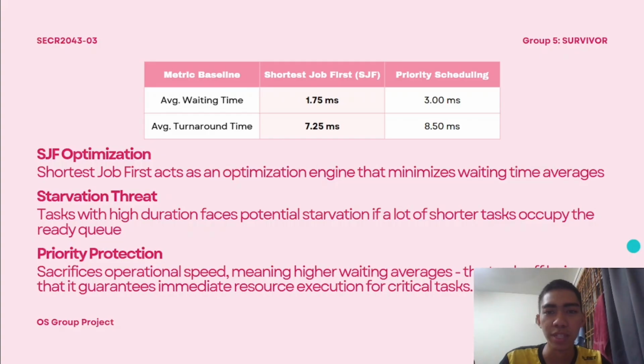Shortest job first is mathematically proven to be the most efficient strategy for minimizing overall wait time across a system. Yet, it introduces the critical problem of process starvation. If short tasks continually stream into our ready queue, a long task like the 8 millisecond duration block could face an infinite delay. In contrast, priority scheduling sacrifices systematic speed to ensure the urgent, high priority tasks are guaranteed immediate resource allocation, regardless of how long their process takes.